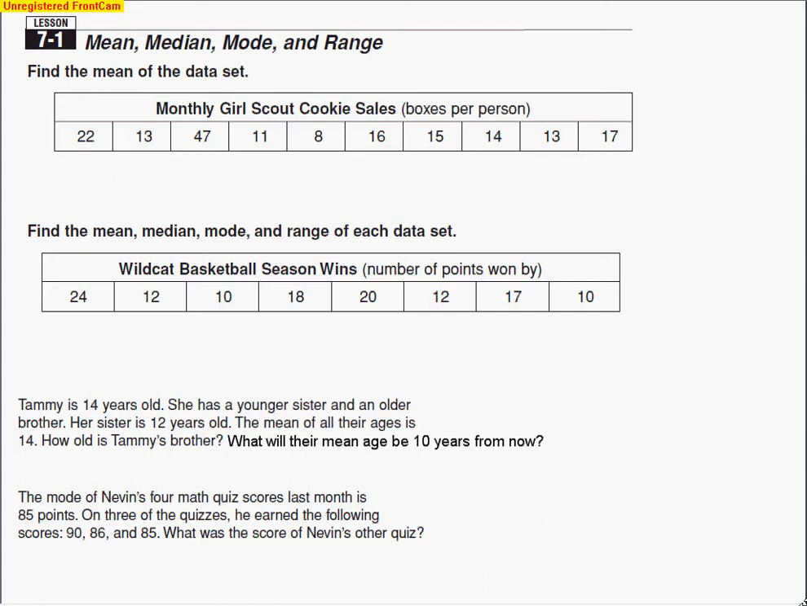Today we will be finding the mean, median, mode, and range of data sets. So let's take a look at the different sets of directions you'll end up seeing on tonight's homework. The first one asks us just to find the mean.